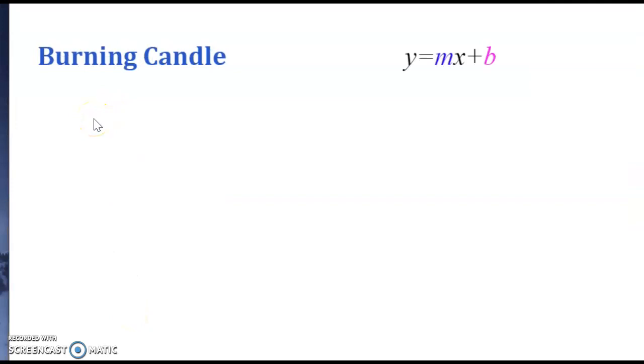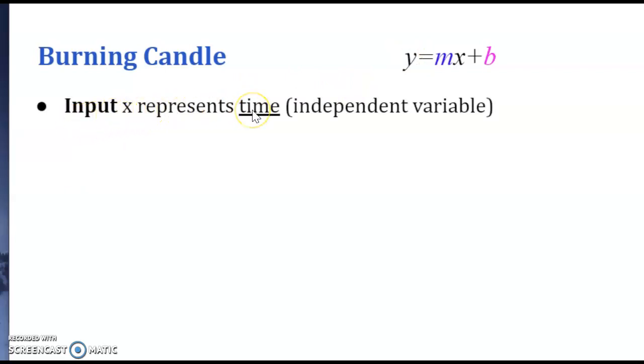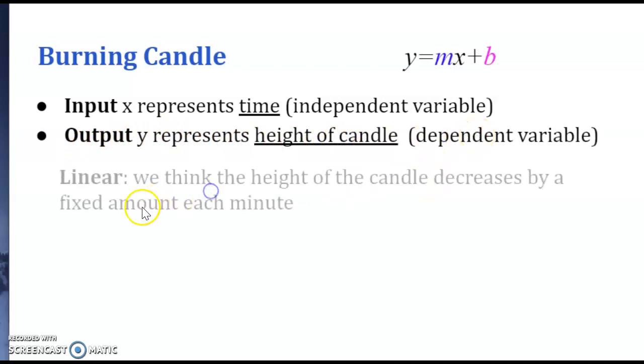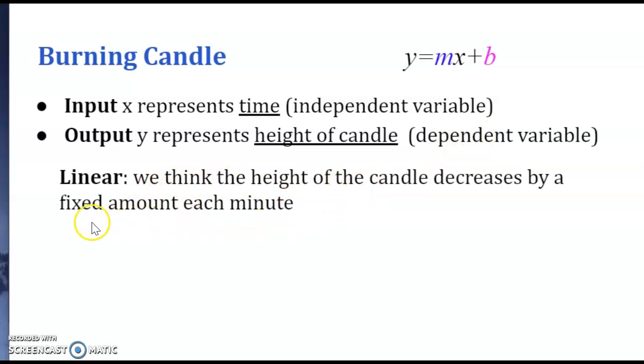Now let's go back and recap some of the things that we discovered. Okay, so the burning candle, if you are representing it as y is equal to mx plus b, because we see it as being a linear equation or linear graph, so input x represents the time. That's the independent variable. What about y? The output y represents the height of the candle. Okay, that's the dependent variable. And it's linear. We think the height of the candle decreased by a fixed amount each time. When we actually saw the graph, it looked like a straight line too, didn't it? Okay, so remember, linear means a straight line.